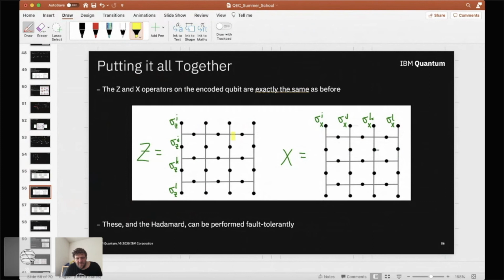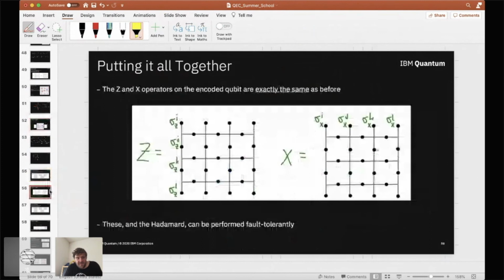If you want to flip zero to one at a logical level, you pick a line from left to right and do bit flips. If you want to flip plus to minus, then at a logical level, you do a line from top to bottom and do this. These are the ways that you can do logical operations, and a nice thing is that if there are any issues in any of these operations, if there's any noise, then that noise gets instantly seen by all of these check operators, which are constantly checking for noise, because these are being repeated constantly, exactly as they were in the repetition code.